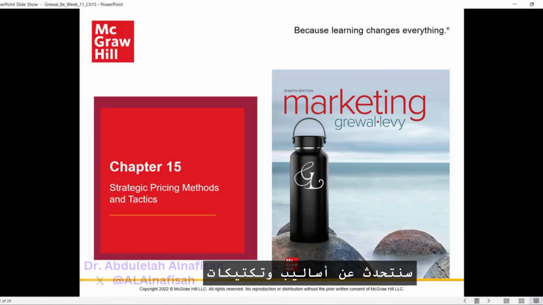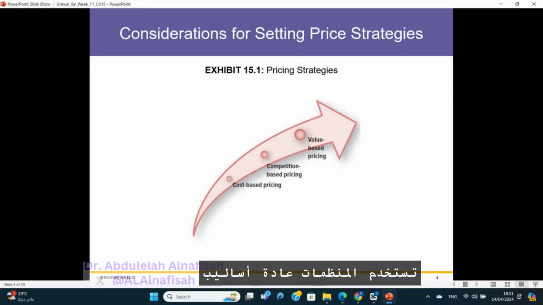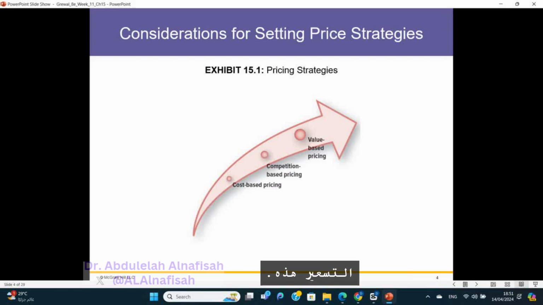Today we will talk about strategic pricing methods and tactics. Organizations typically employ various methods and techniques for pricing, known as pricing strategies. Pricing strategies are important for businesses to determine how to set prices for their products or services. Let us explore these pricing strategies.